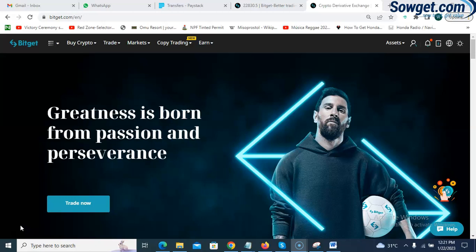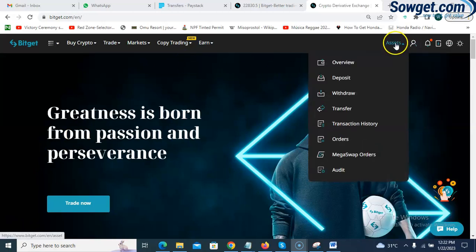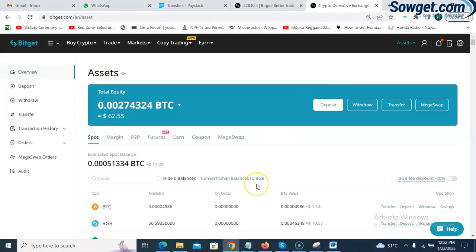So when you are done on Bitget, the first thing you need to do, after you have deposited crypto to your Bitget account, is that if the crypto is in your spot wallet, you need to transfer it. If I come under this overview here, you can see that this is my assets page in my Bitget assets section.